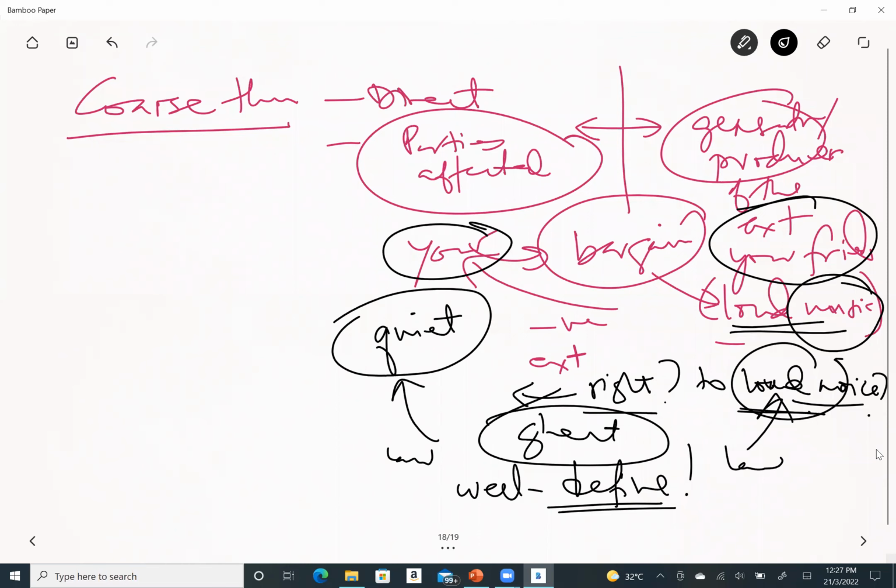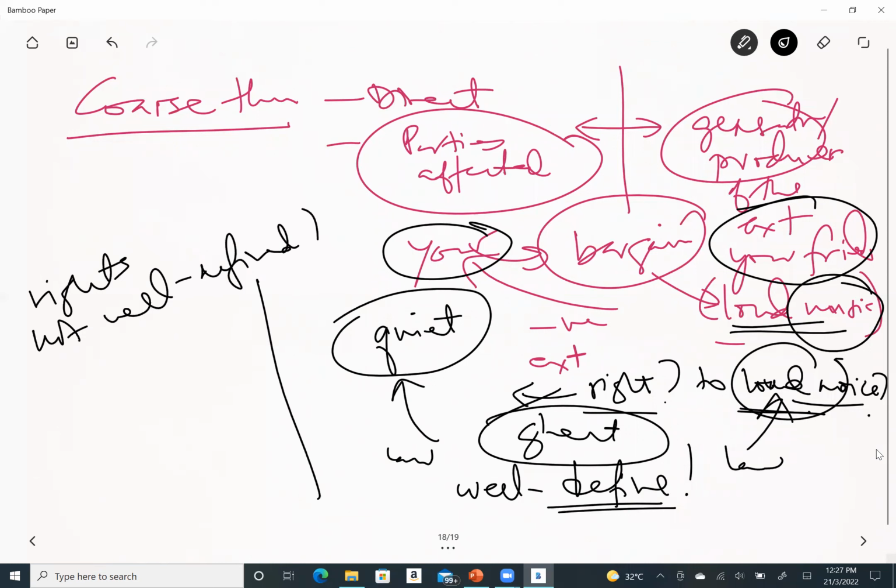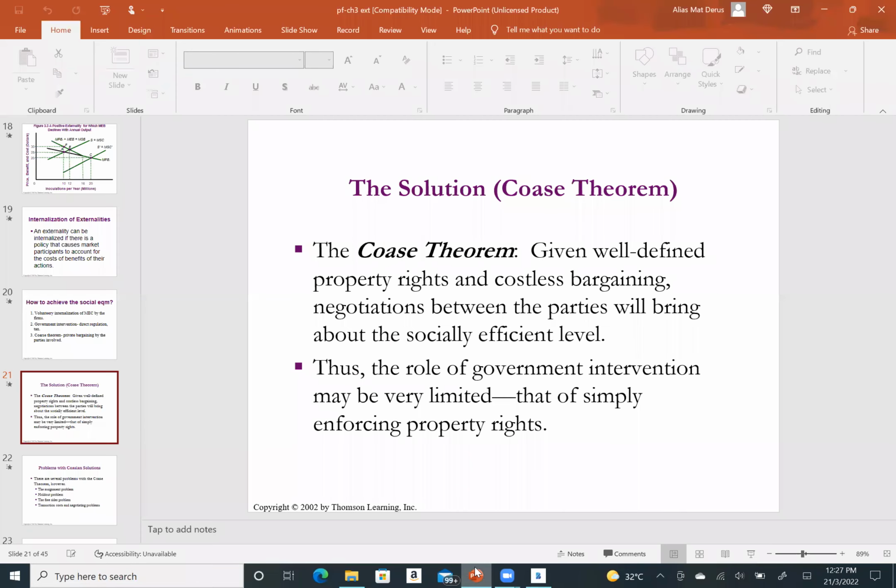The problem is, in many situations, the right is not well defined. You don't know who has the right. Do you have the right to quietness, or does your friend have the right to loud music? So it's not sure. If you ask your friend to reduce the sound, he will ask you, is there any law? What is your right? You see? So the government under this theorem only has to have a law or a regulation to well define the property right.